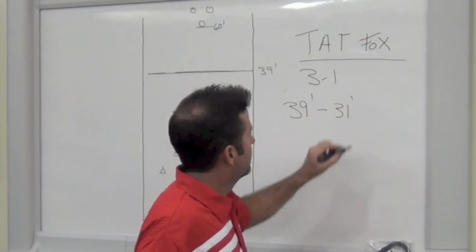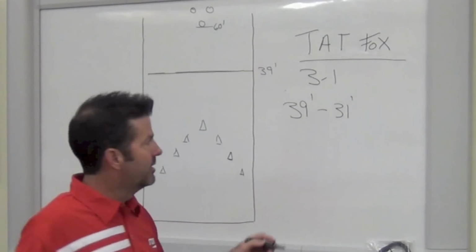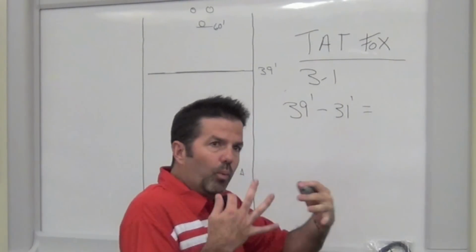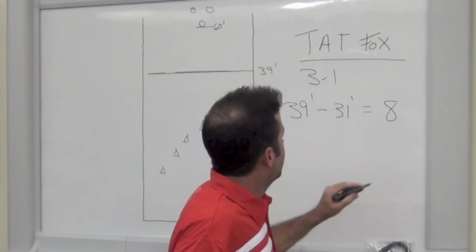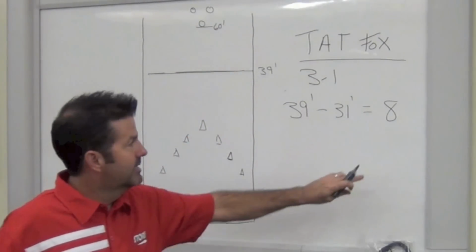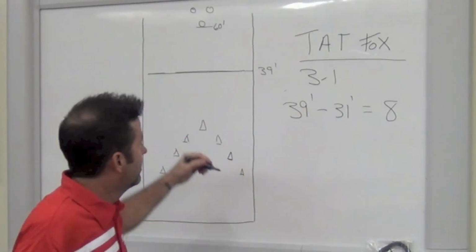minus 31, which Kegel came up with a couple years ago in terms of reading patterns and making it easier to read where to attack it, gives us 8. So 39 minus 31 gives us 8. And this is the board at which we want the ball to exit the pattern.